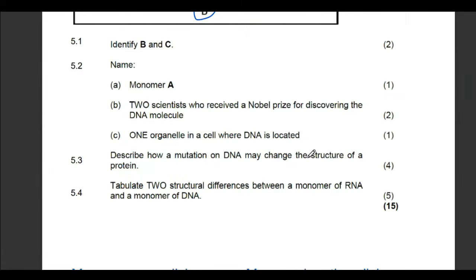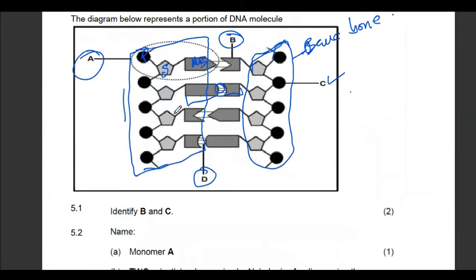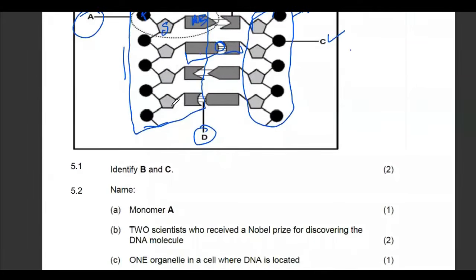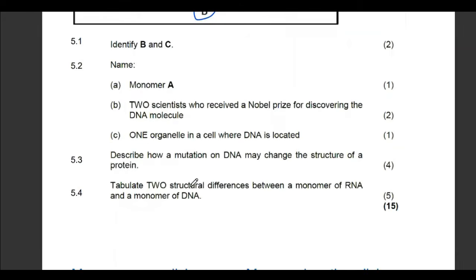Describe how mutation of DNA may change the structure of the protein. The moment the DNA molecule changes, it is going to change the sequence of the bases on the messenger RNA, and the messenger RNA is going to change the sequence of the amino acids which are brought to form a protein. So if the amino acids lead to a different sequence, then a different protein is going to be formed. If the amino acids lead to the same sequence as before, then a new protein is not going to be formed.